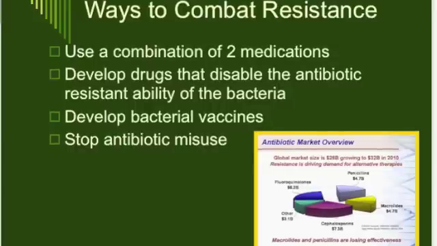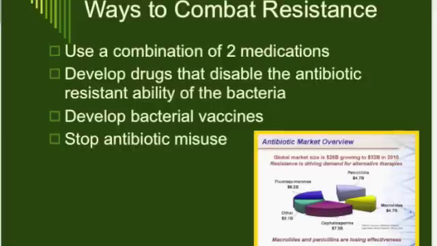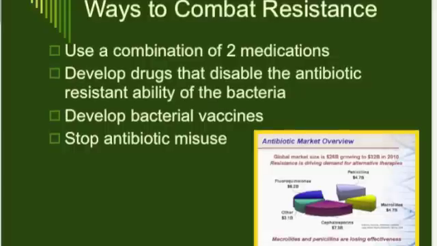The second one on your list says develop drugs that disable the antibiotic resistant ability of the bacteria. And these drugs include things such as vancomycin that was created to help with resistance to MRSA.